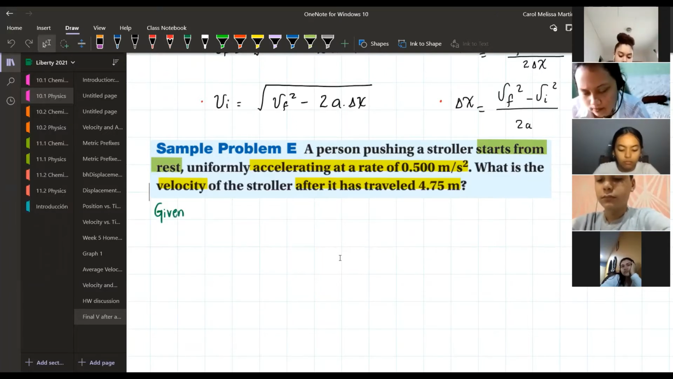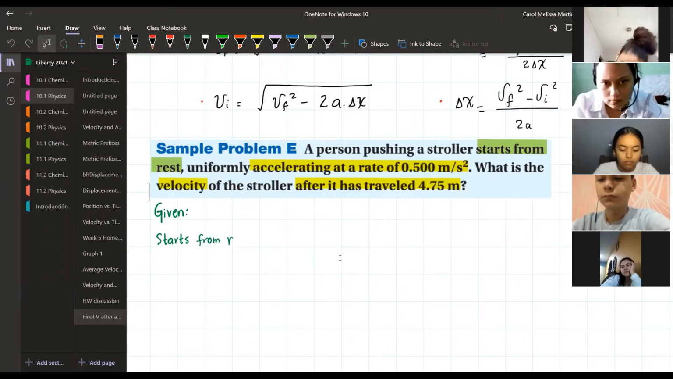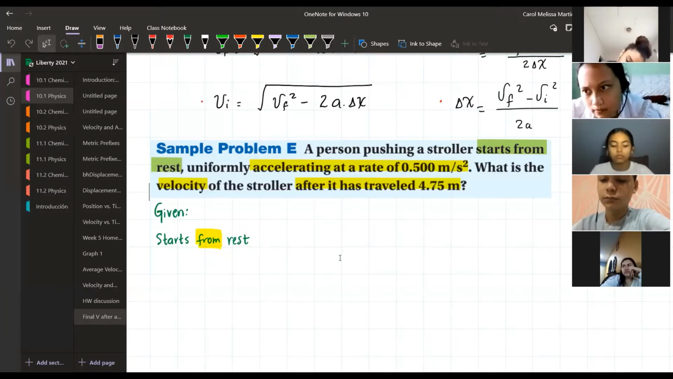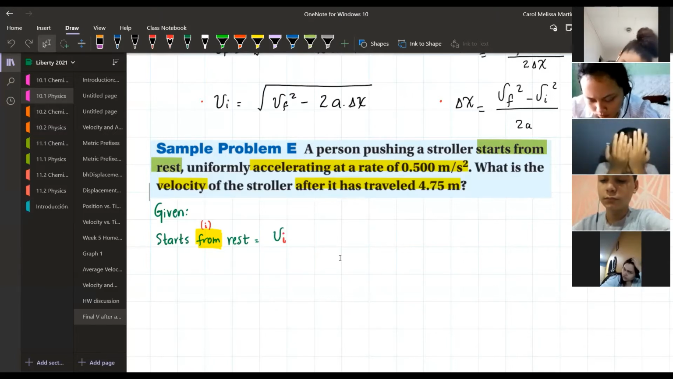So, because it says start from rest, remember here, there's another key word that is "from." From means that it's coming from a position, coming from an initial something. From represents an initial condition, okay? Just remember that. So "start from rest" means that the initial condition for velocity is 0 meters over second.